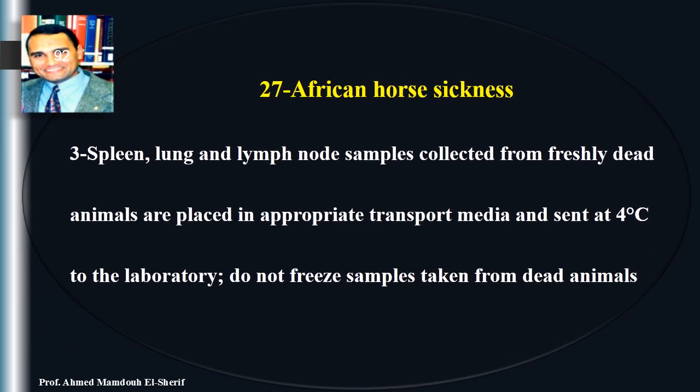The third suitable sample that has to be taken in case of suspicion of African horse sickness are spleen, lung, and lymph node collected from freshly dead animals and placed in appropriate transportation media, then sent at 4 centigrade to the laboratory. Don't freeze the samples taken from dead animals.